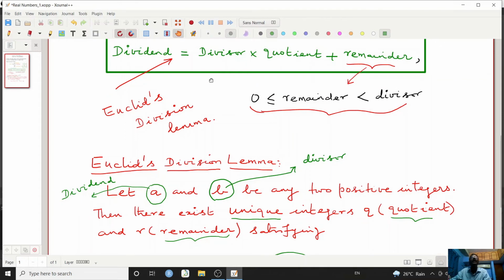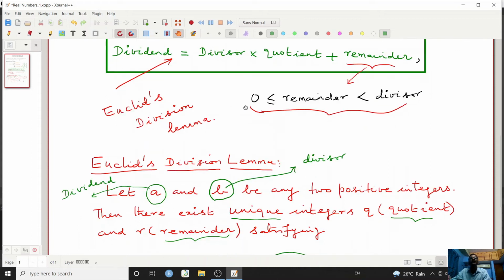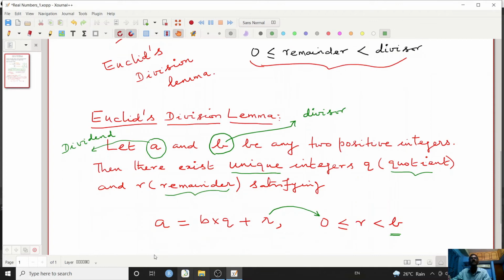See, if you look here, this is what dividend is equal to divisor times quotient plus remainder. The condition on the remainder is 0 less than or equal to remainder less than divisor. This statement only we have rewritten with symbols like this. So this is what is called Euclid's division algorithm. This you have to remember.